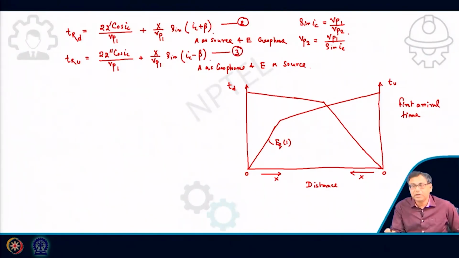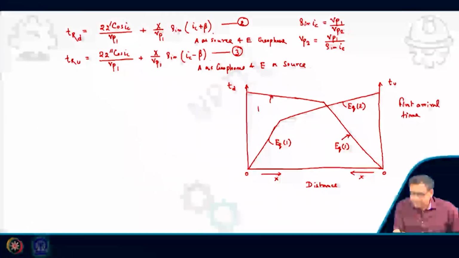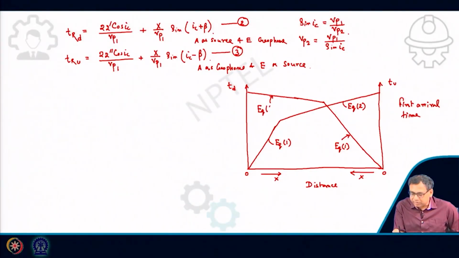So, this one will be what? This is down, okay, this is down versus x. So, this will be equation number 2. Equation number 1 is same whether it is down or up. So, this one will be equation number 3, clear. So, I have drawn this chart, this is x versus TD, this is x versus TU.